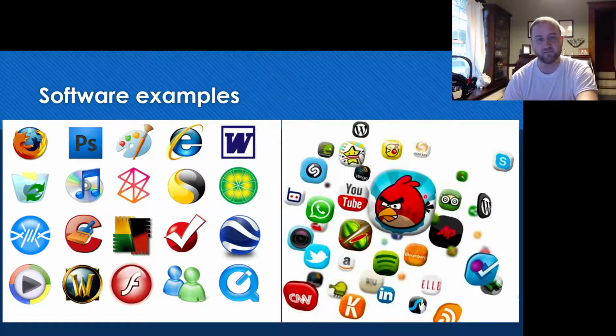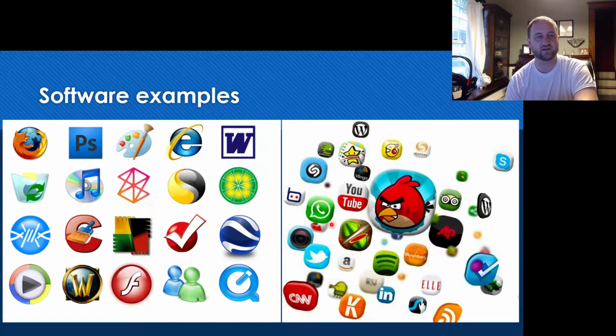So here's Angry Birds, that's a software example. YouTube is software. The CNN app. This is a LinkedIn app, a social networking site. Here's Amazon over here. There's Skype over here. Bloomberg, I think that's like a stockbroker app. Oh, here's Fruit Ninja right here.